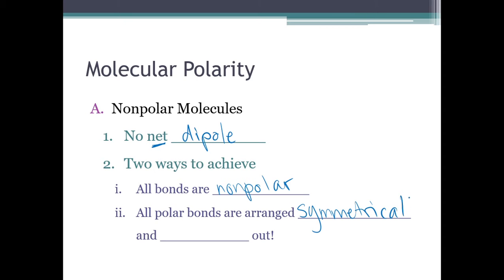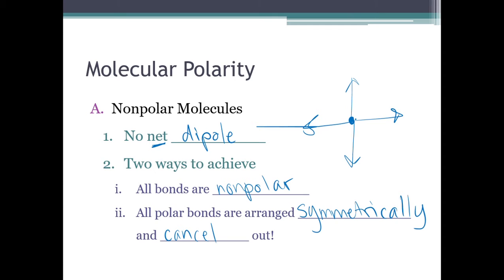All the polar bonds are arranged symmetrically and they cancel out. It's like if you had a 4-way tug of war going on, you have the center here, you have someone pulling this way, and someone pulling this way, and someone pulling this way, and someone pulling this way. There's a pull in every direction, but since it's in every direction, it cancels out and this is going to stay put.